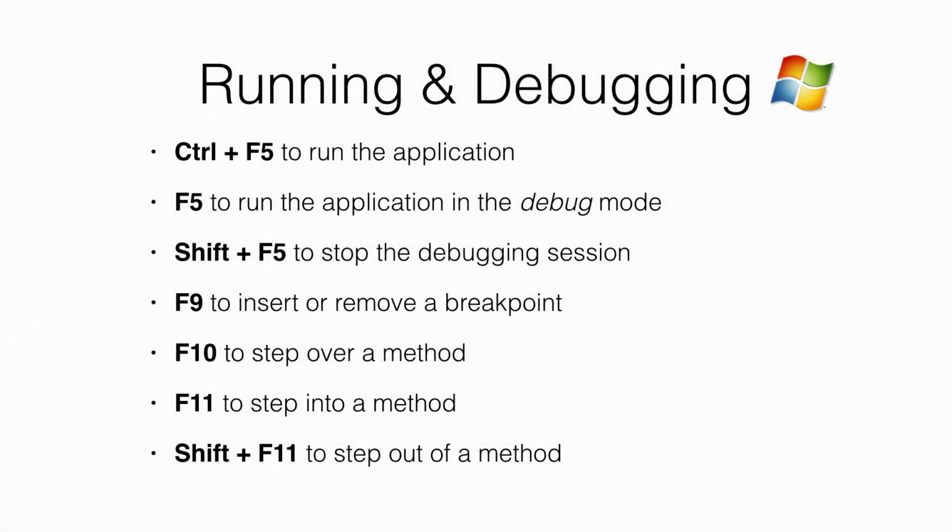Let's recap. Press Ctrl and F5 to run the application without debugging. Press F5 to run the application in the debug mode. Press Shift and F5 to stop the debugging session. Press F9 to insert or remove a breakpoint. Press F10 to step over a method. Press F11 to step into it. And finally, press Shift and F11 to step out of it.